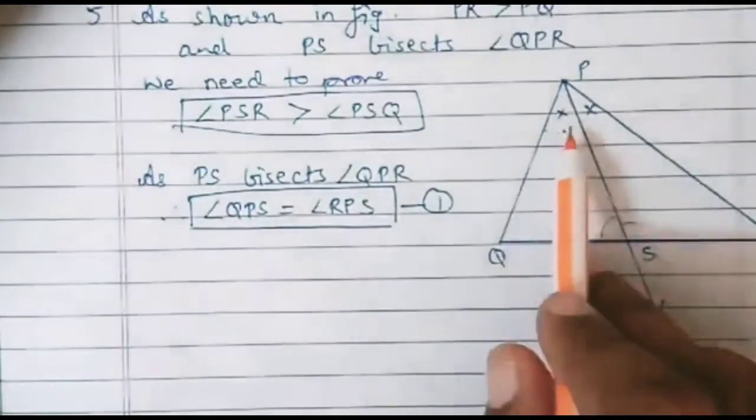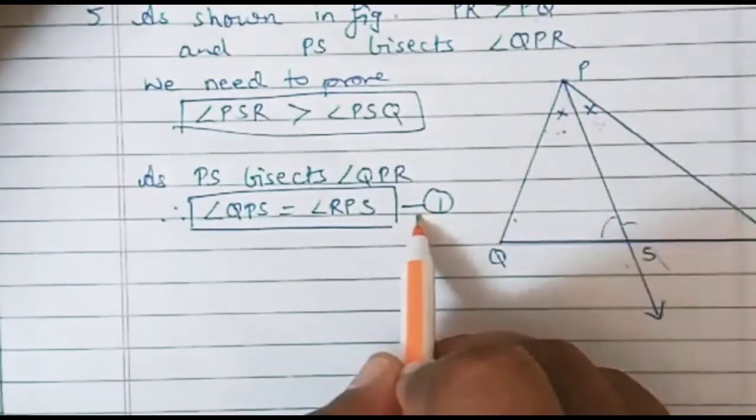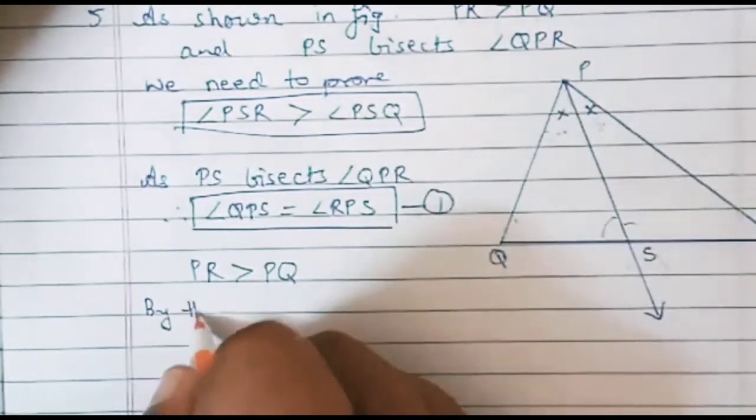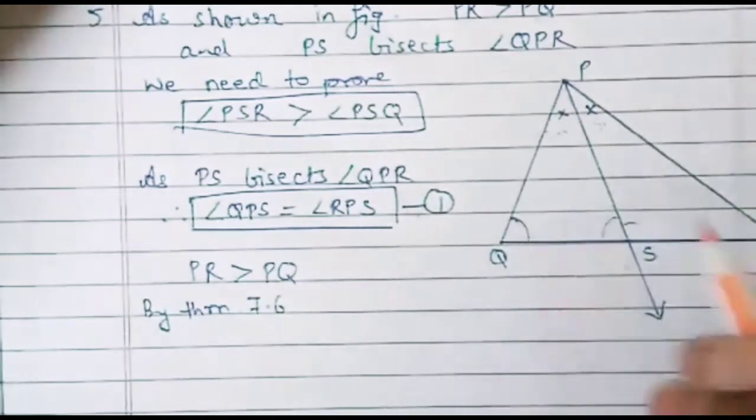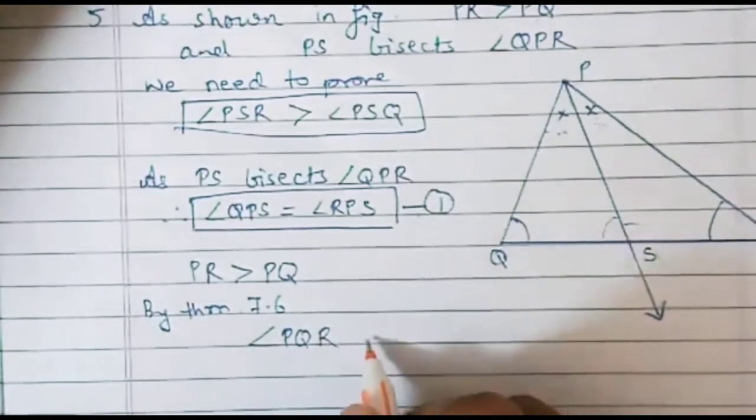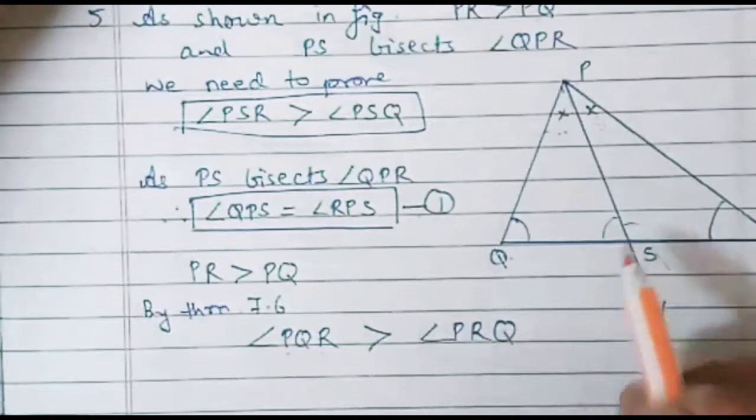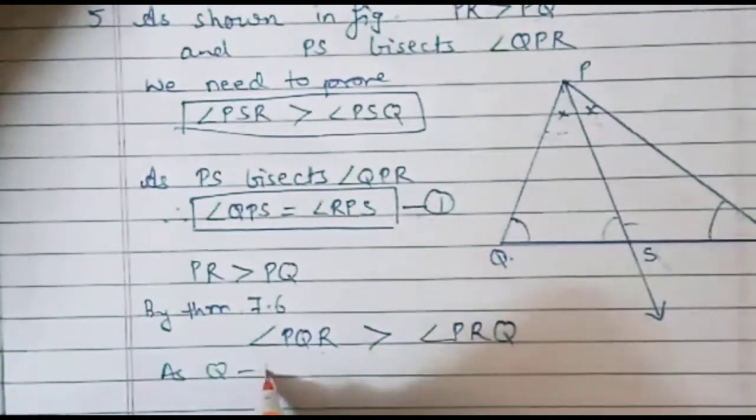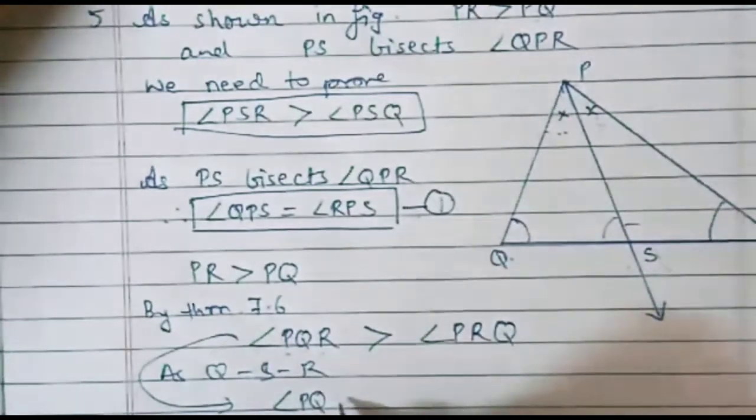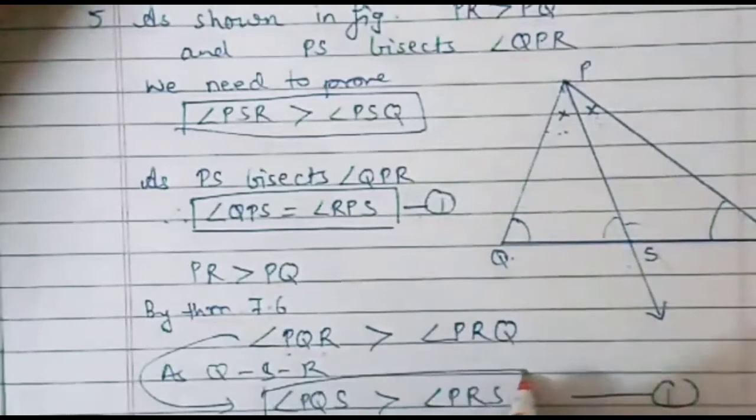Now as PS bisects angle P, we can write angle QPS is equal to angle RPS. That is result number 1. Also we have PR greater than PQ, and so by theorem number 7.6 angle Q will be greater and angle R will be smaller. So I can write angle PQR is greater than angle PRQ. This angle PQR can be written as PQS. As Q, S, R are collinear points, the same result can be rewritten as angle PQS is greater than angle PRS. This result we will be using in proving the sum.